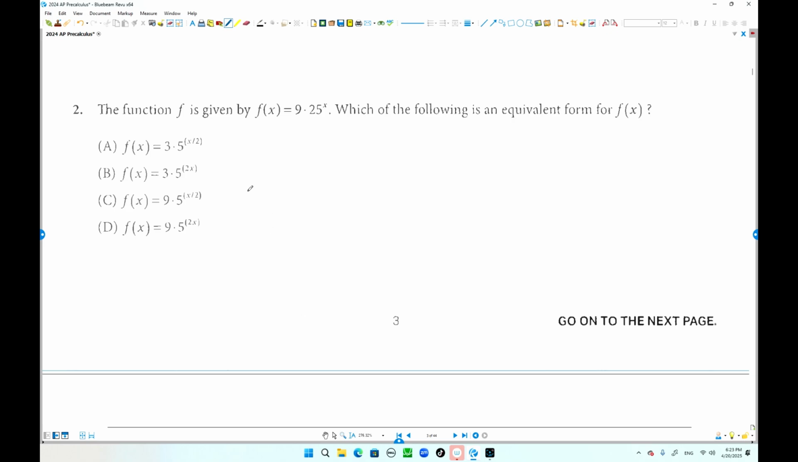Number 2, f of x equals 9 times 25 to the x. We're going to find the equivalent form. Which one is the equivalent form? Can you see that? 9 is the same as before, but 25 is actually 5 squared, to the x. Power of a power is multiplication, right? So 5 to the 2x is the answer. We already got the answer.